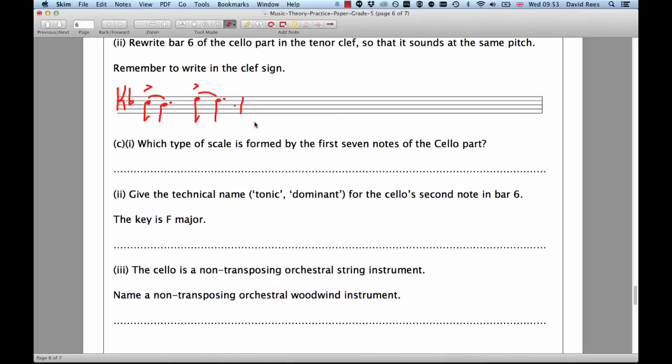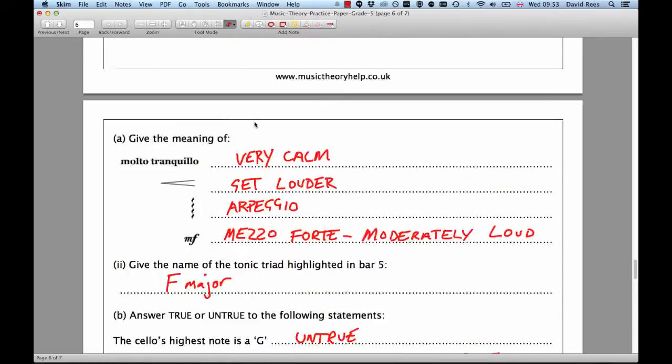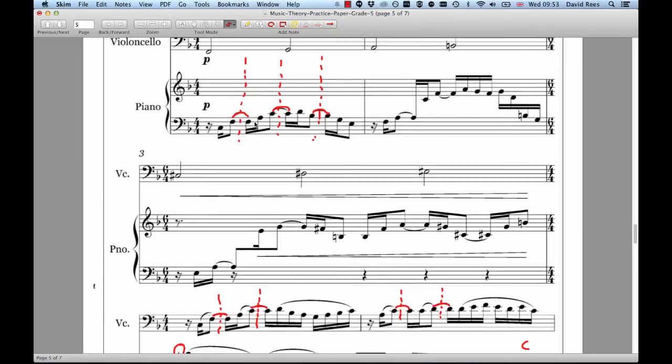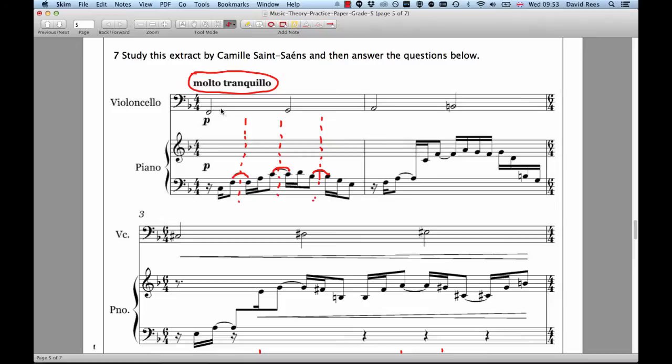Question C is saying, which type of scale is formed by the first 7 notes of the cello part? So let's have a look, let's go and see. Probably nice to just write these out. We've worked out the key of this piece is F major, so we might expect F major as a possible candidate here. So it starts on an F, then goes to a G, then we have an A. Oh, but then something interesting happens. We have a B natural.